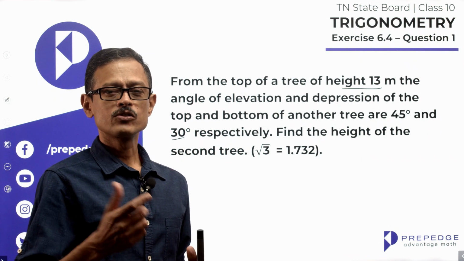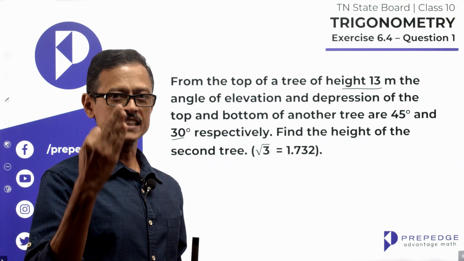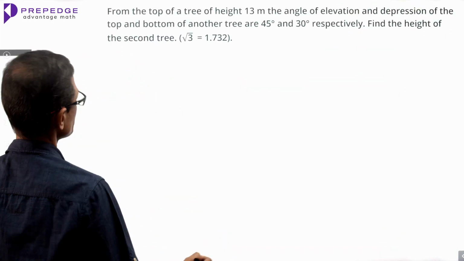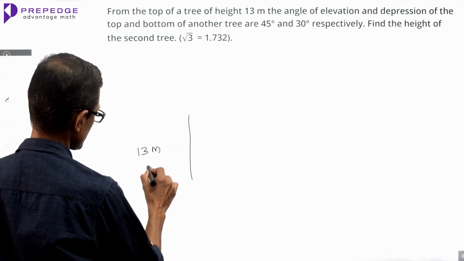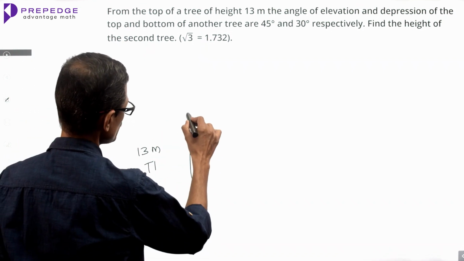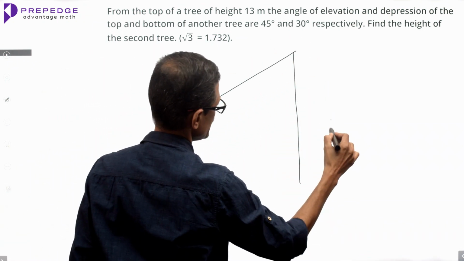First let's draw the figure, so we understand what is happening and then solve it. Solving this question entails 3 steps. We look at each one at a time. This tree is of height 13 meters. We'll call it tree 1. From its top we are looking at the top of another tree. So this is tree 2.